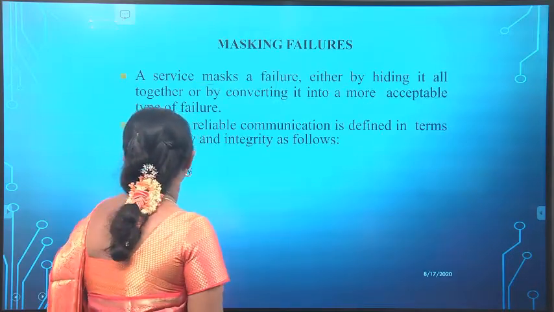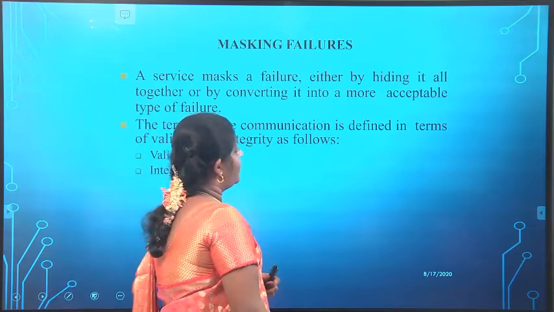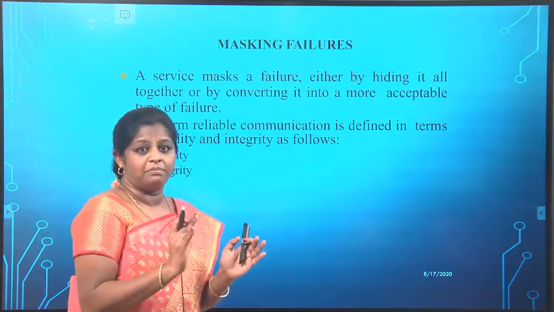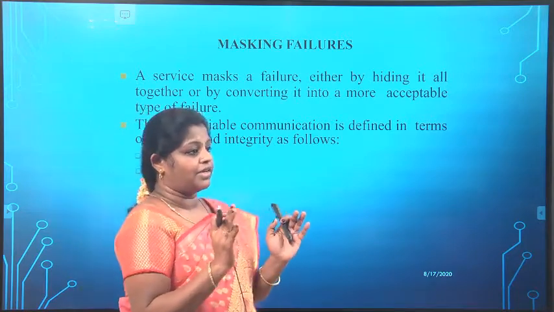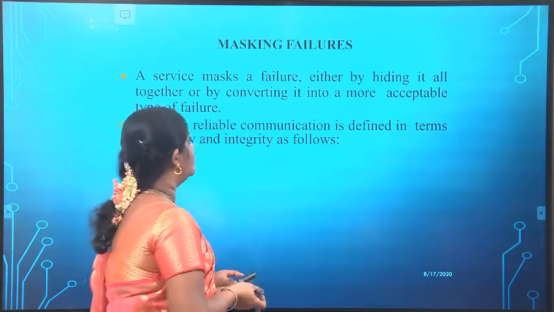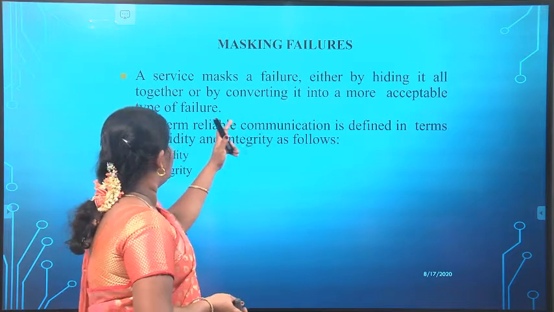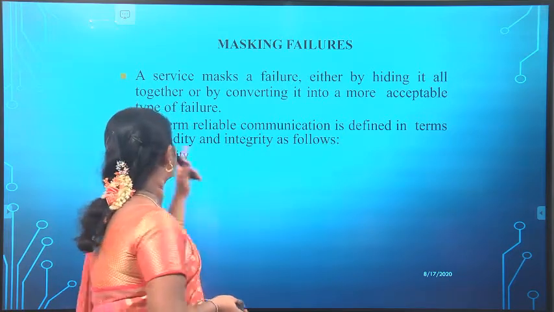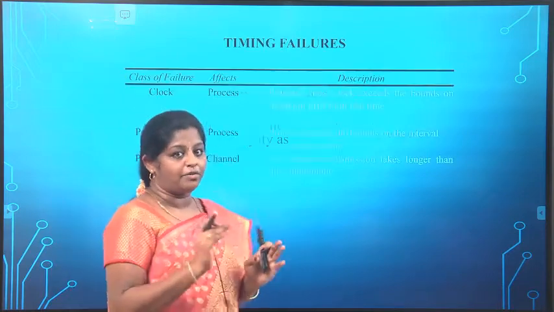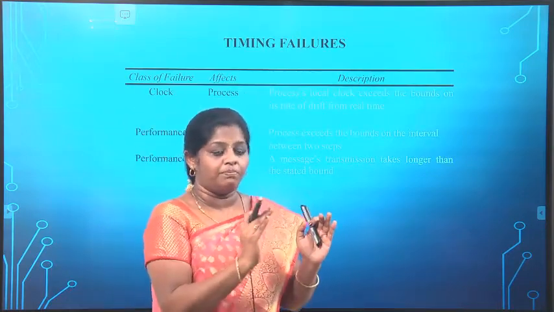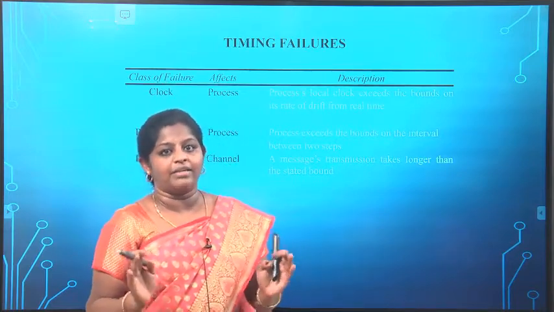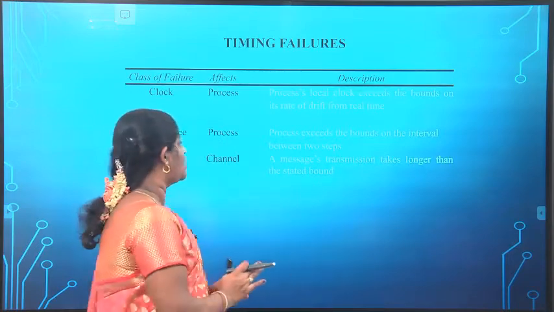Next one is masking failure. What do you mean by the masking failure? It is where the service masks a failure. That is, it is going to be covered. Masking generally means covering something, that means hiding something. That is either by hiding it altogether or by converting it into a more acceptable type of failure. Either it hides only the portion which is affected, or it hides the entire portion of the process or channel.